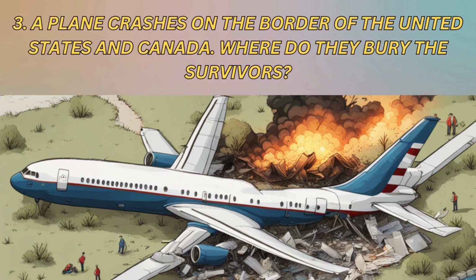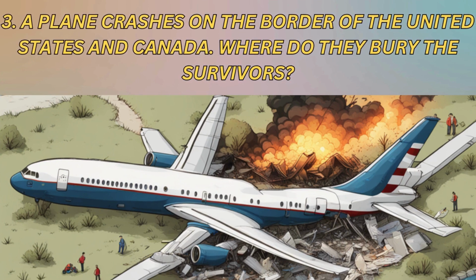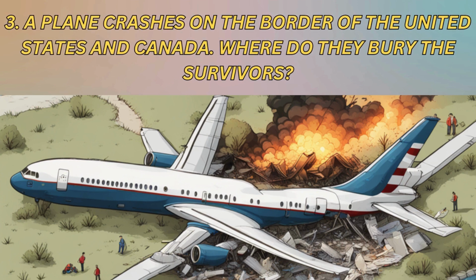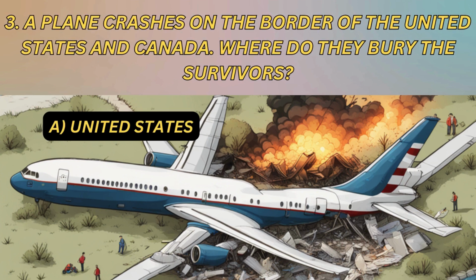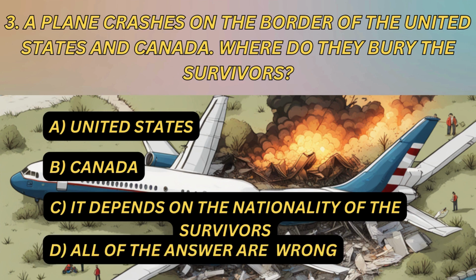Number 3. A plane crashes on the border of the United States and Canada. Where do they bury the survivors? A. United States. B. Canada. C. It depends on the nationality of the survivors. D. All of the answers are wrong. Within 20 seconds, pinpoint the solution.